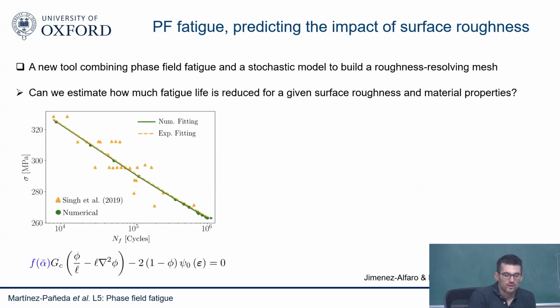So is there any way that we can use phase field to predict the surface correction factor? The idea is to develop a new tool where we combine these phase field fatigue models that we discussed before. We use the model of my student Ligesa Glamar, and a stochastic model that allows us to build finite element models that have roughness. And then with those tools, we aim to answer the question of how we can estimate how much the fatigue life is reduced for a given surface roughness and material properties. And you see here some S-N curves.